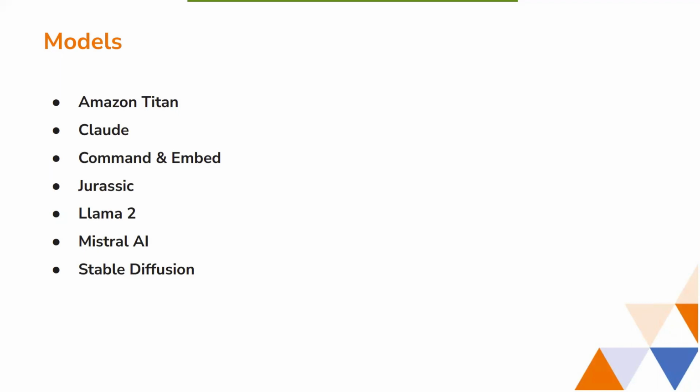Let's talk about the first, Amazon Titan. Amazon Titan has two kinds of models: one is Light and the other is the Express model, with different capabilities and a vast training data set that they have been trained on. The other models provided by other AI companies are Anthropic's Claude, then Command and Embed, Jurassic, Llama, Mistral AI, and Stable Diffusion.